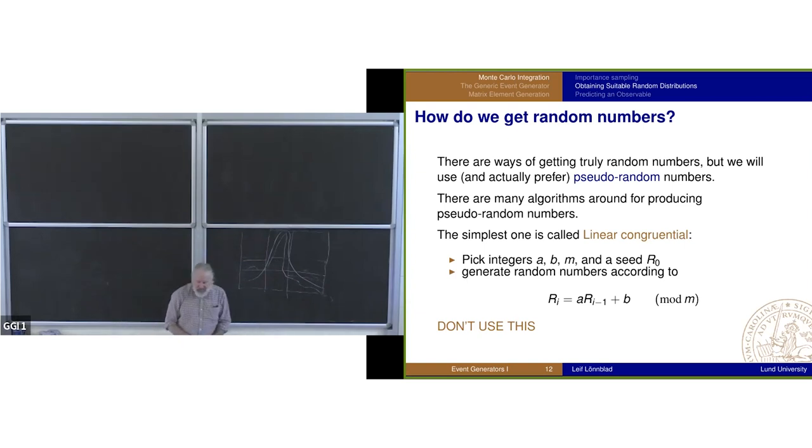There are actually true random number generators around, hardware stuff where you really get completely random numbers due to some quantum mechanical fluctuations in some circuit somewhere. And that sounds like a good thing to have, but actually we prefer what we call pseudo random numbers. It's random number sequences that look random, but are actually completely deterministic.